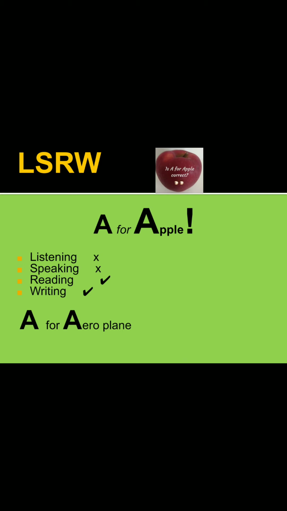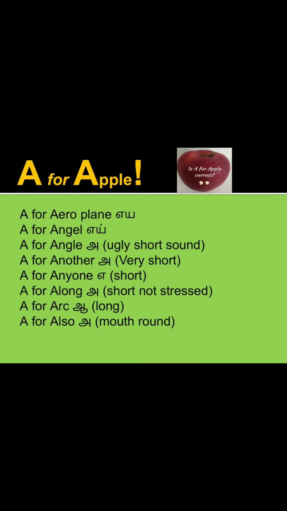So instead of A for apple, why not use another word? I suggest A for aeroplane. When we say A for aeroplane, the sound is similar, so in listening and speaking also, it is correct. So if we take the word aeroplane, then all 4 language skills will be correct to say A for aeroplane. Let's go for the other sounds which are created by the letter A.